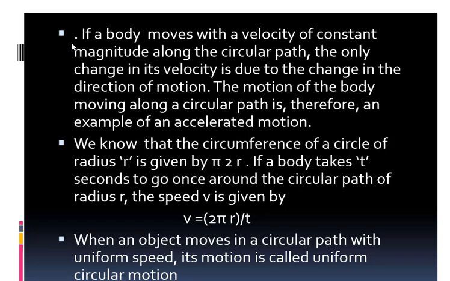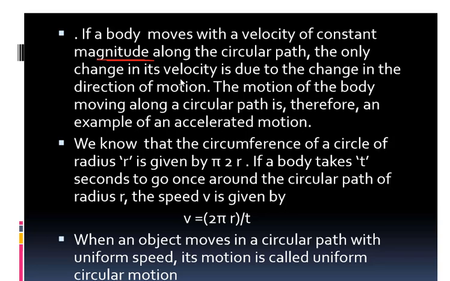So here it is. If a body moves with a velocity of constant magnitude, I have given you the example like 40 km per hour or 50 km per hour. If the body is moving with that magnitude along a circular path, the only change in its velocity is due to the change in direction of motion. Now, as you know, velocity is a vector quantity, it has two variables. First one is magnitude, another one is direction. In this case, the magnitude of the body remains constant. That means the speed of the body remains constant, but the direction of the body changes.